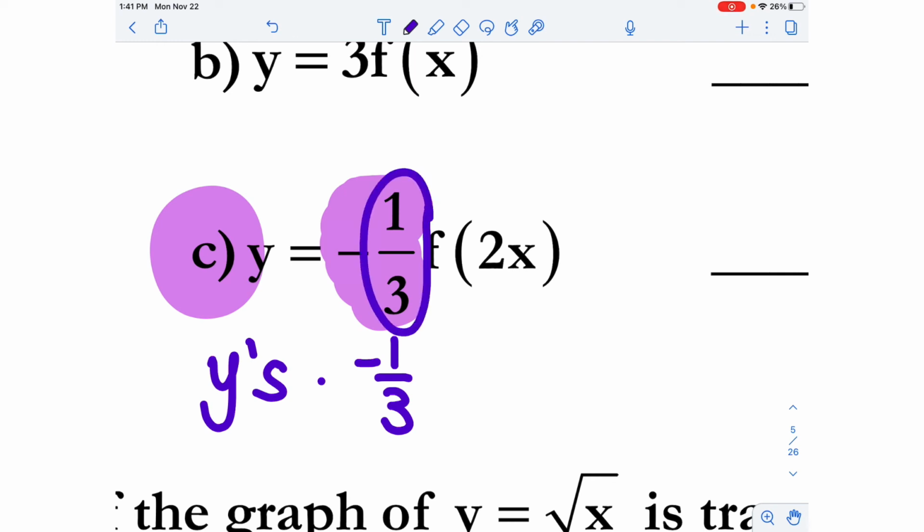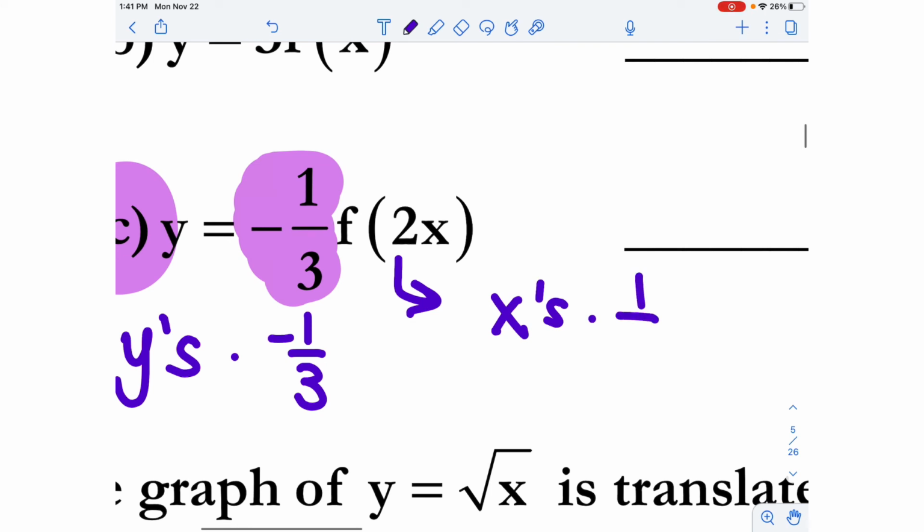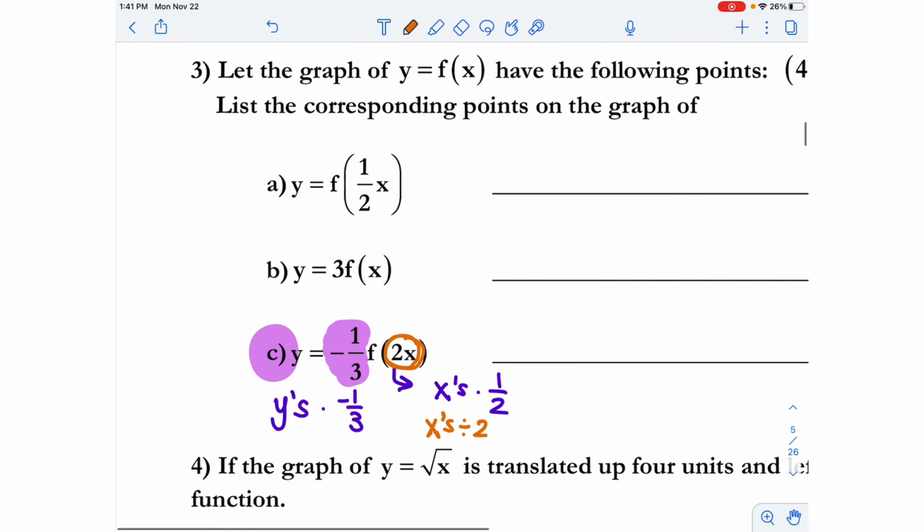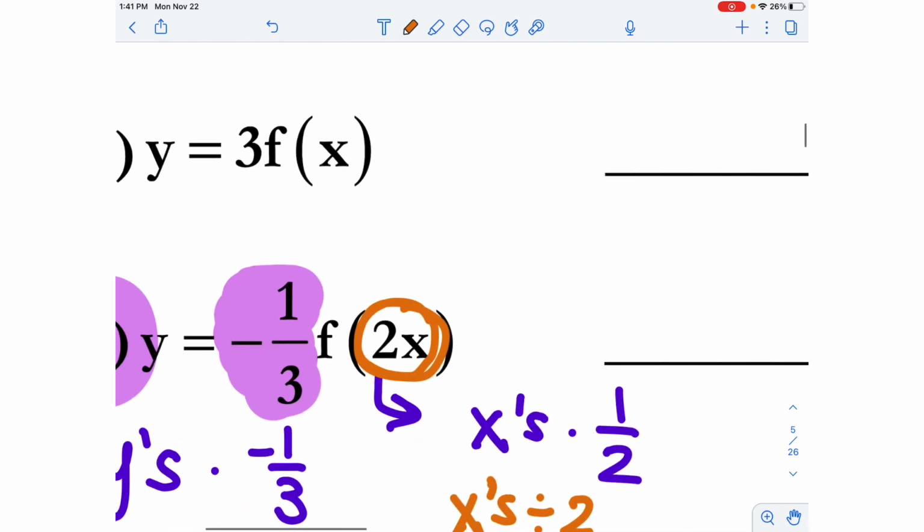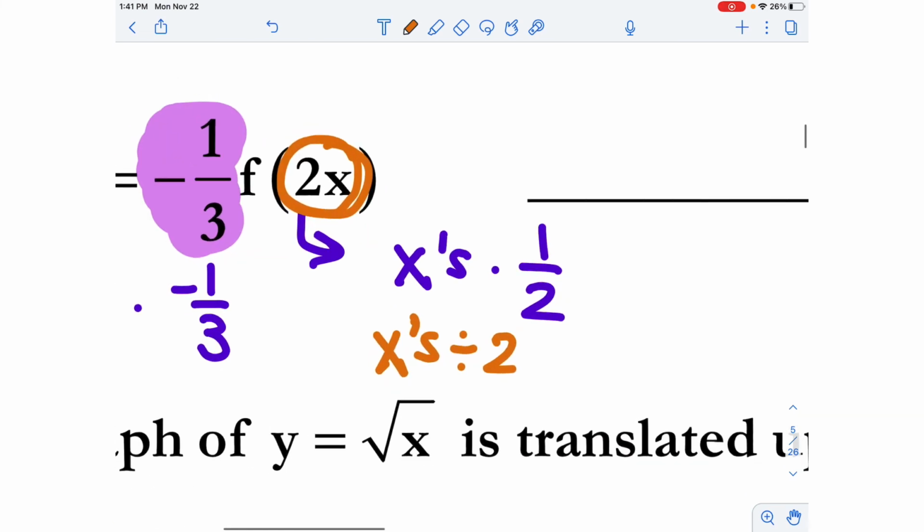There is a vertical stretch of a factor of 1/3, and then there is also a horizontal shrink. But really all you have to know about this one is you have to multiply the x values times 1/2. Now let me talk about that for a second. Technically, what's actually happening is the x's are divided by 2. Anytime something is inside of the function, you're actually going to do the opposite of what's happening. So this is 2 times x. What's actually happening is all of my x's are being divided by 2. But when I divide by 2, it's the same as multiplying by 1/2.